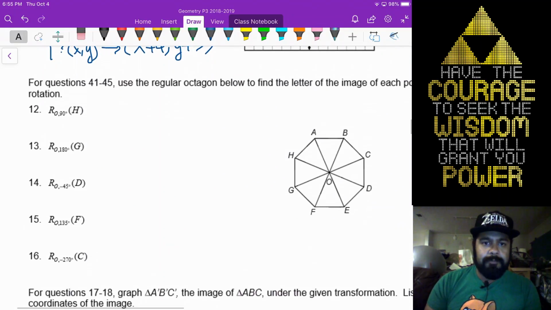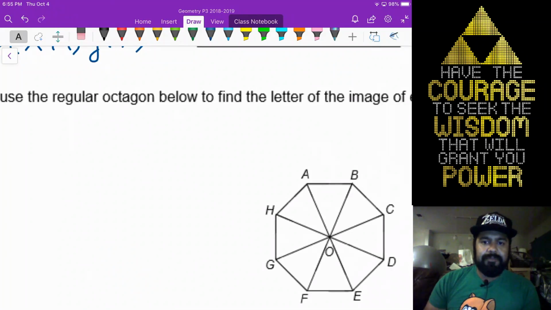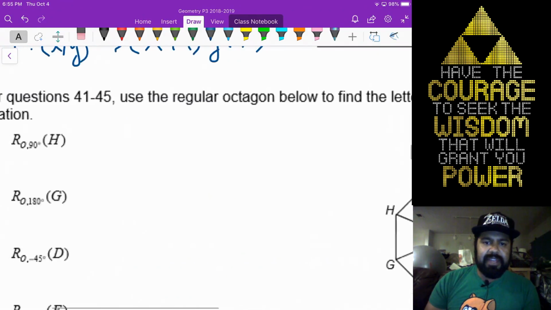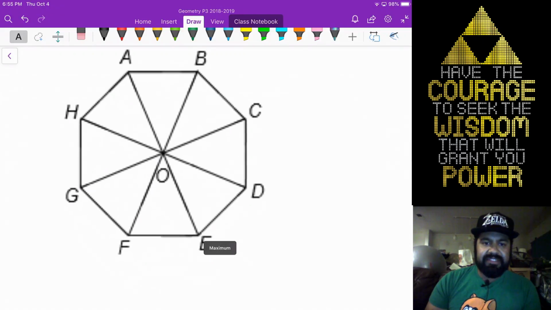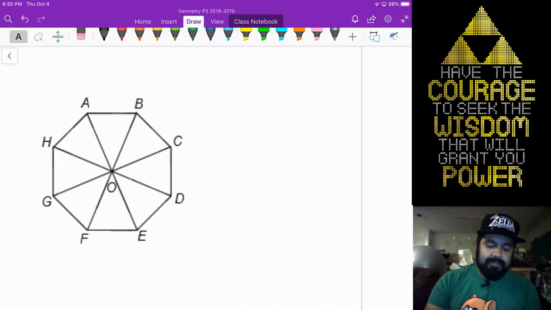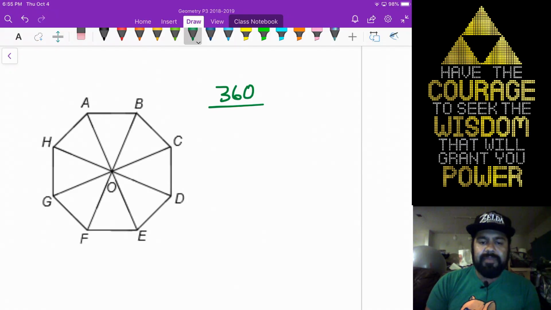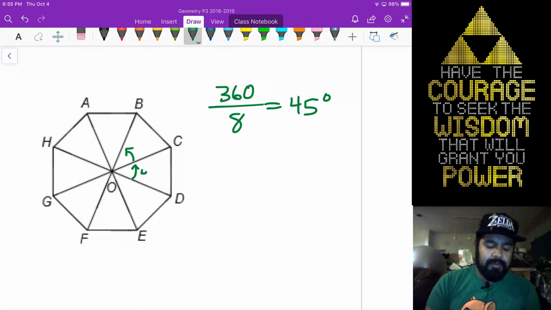Now we're going to move into rotations. Now right here we have an octagon. I have not told you anywhere in the directions how many degrees are in each of these sections. Well, octagon, if you don't know, the prefix octa means that there are 8 sides. So I know that in a full circle there are 360 degrees. If I divide that by 8, I should get 45. So that means each of these angles are all 45 degrees. Again, I'm not going to do it for all of these. You should know that we can apply it to all of them.